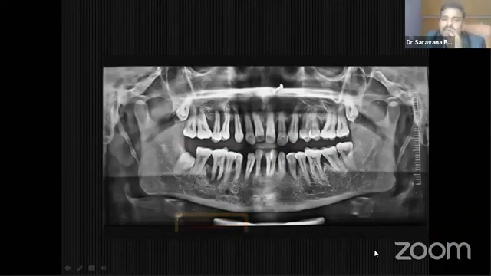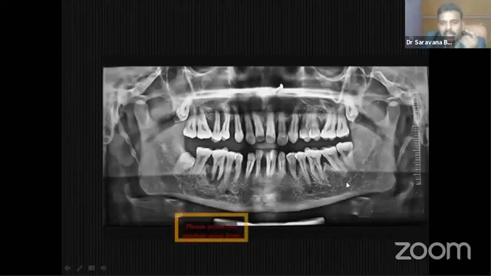Is there any diagnostic information in the OPG? Yes. Now look at the styloid process on both sides. Look at the styloid process here. Look at the styloid process here.